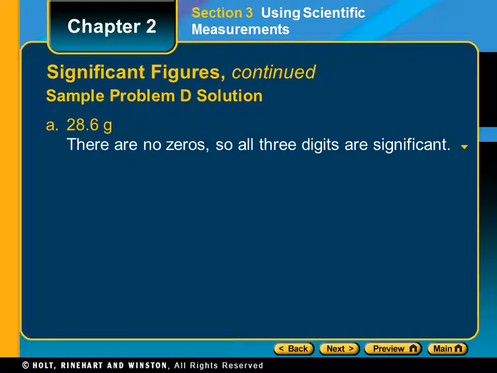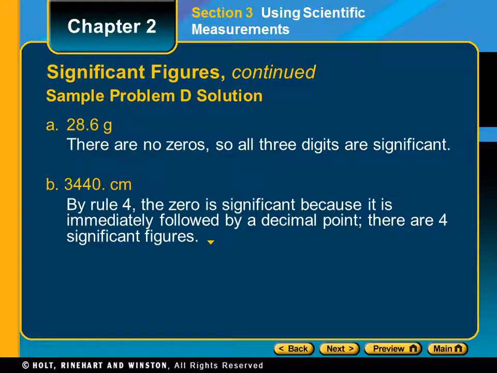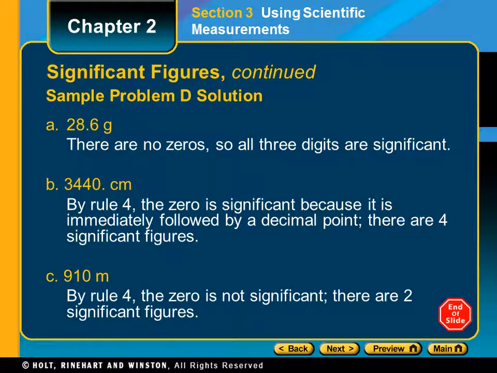With 28.6, there are no zeros. All three digits are significant. 3,440 with the decimal point. By Rule 4, the zero is significant because it is immediately followed by a decimal point. There are 4 significant figures. 910 meters. By Rule 4, the zero is not significant. There are 2 significant figures.